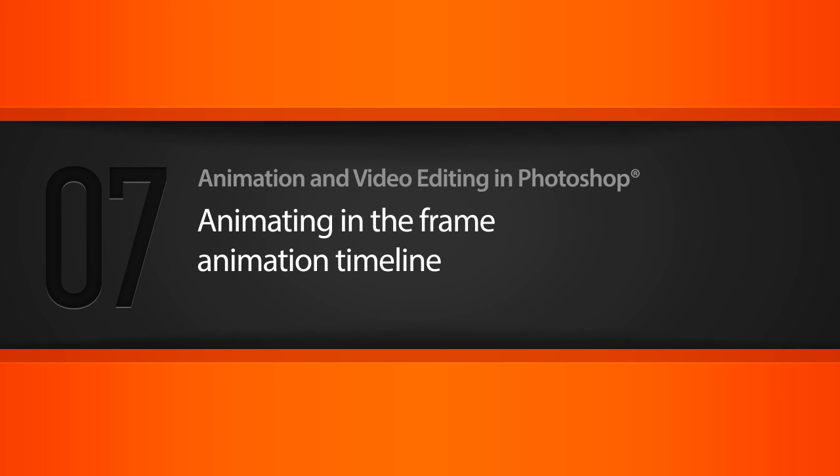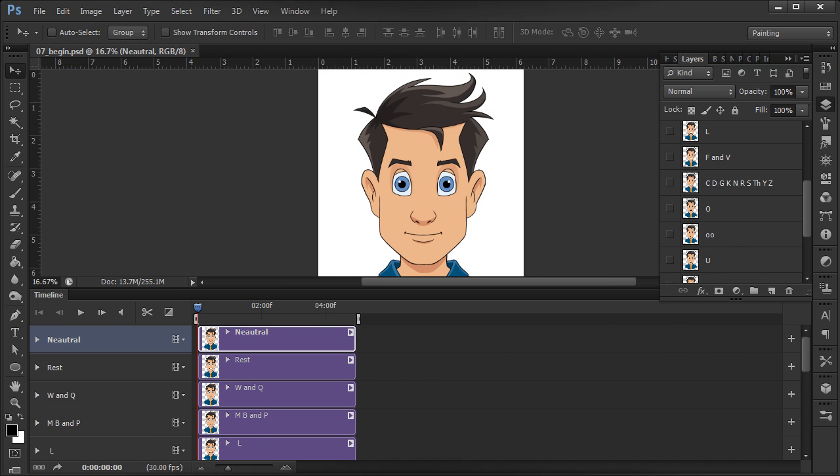In this lesson, we'll explore how we can animate using frame animation in the timeline panel. So let's go ahead and get started. Okay, so up until this point, we've been using the video timeline panel in all of the previous lessons. We're going to go ahead and shift gears and switch to the frame-based timeline panel.